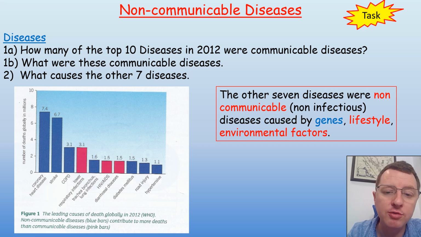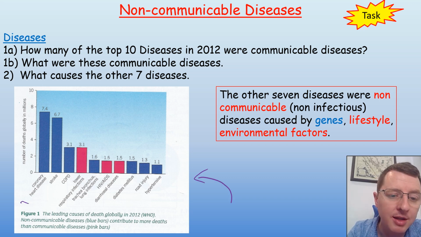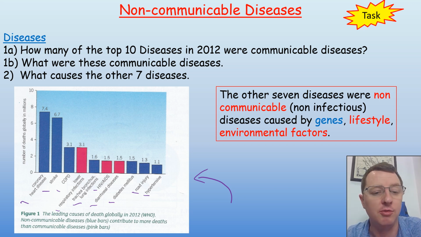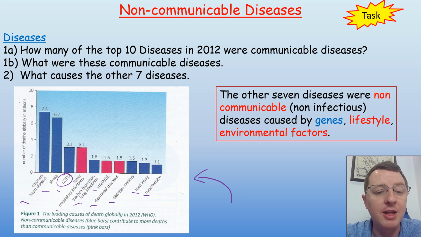So have a look at this graph here. If you notice along the bottom, we have 10 different diseases mentioned: coronary heart disease, strokes, COPD, respiratory infections, lower respiratory infections, tracheal lung infections, HIV, diarrhea, diabetes, road injuries and hypertension. COPD is, just to fill you in, chronic obstructive pulmonary disorders, pulmonary meaning lung disorders.